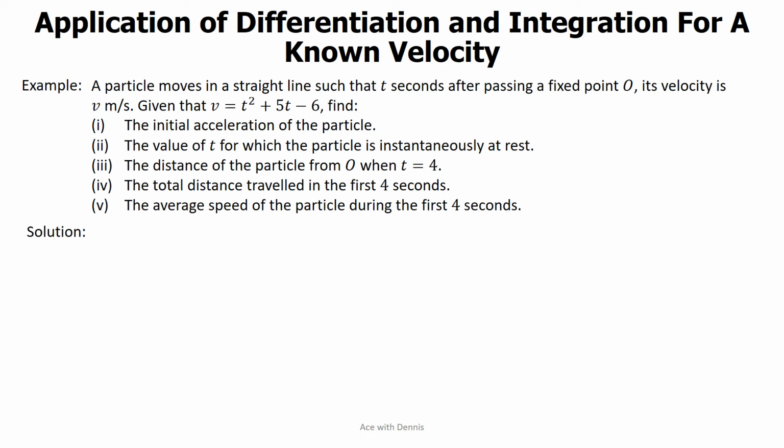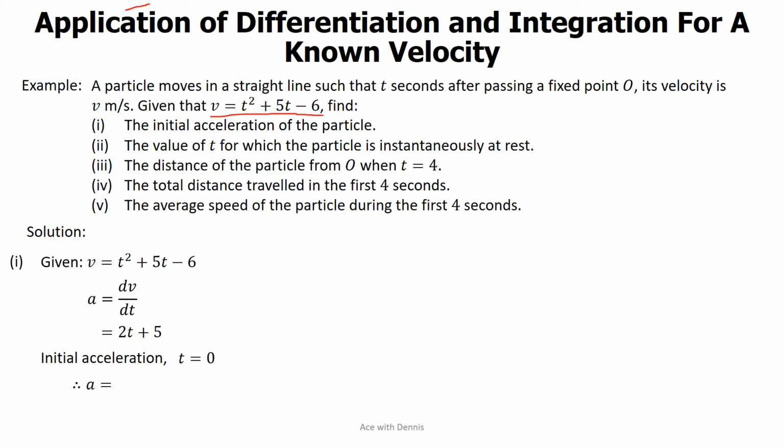Here is the solution. For this example, we know the equation of the velocity, which is v equals t squared plus 5t minus 6. For part 1, we want to find the acceleration, which is dv over dt, and we get 2t plus 5. For the initial acceleration, t is 0, hence the acceleration is 2 times 0 plus 5, which gives us 5 meters per second squared.